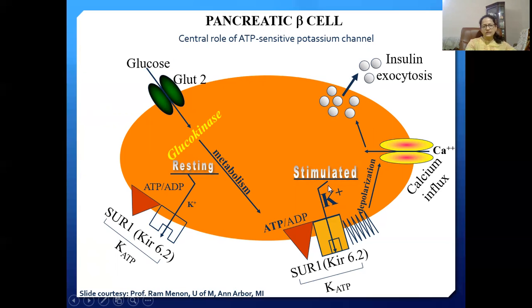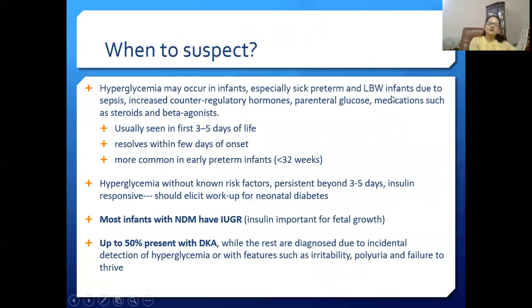In the opposite condition of loss of function, there is going to be insulin exocytosis even in the absence of glucose metabolism, so leading to hyperinsulinemia. Okay. So when to suspect neonatal diabetes?